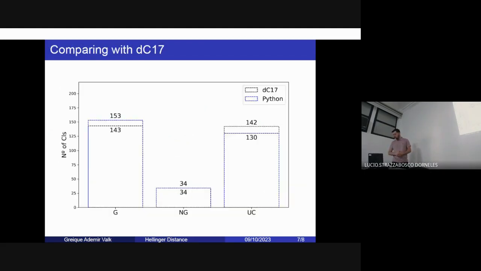And when we compare our results with the DC17 work, we find very close results, and we can see a slight difference in the Gaussian and unclassifiable clusters. But this is explained by the difference in the threshold values, because we recalculated these values.